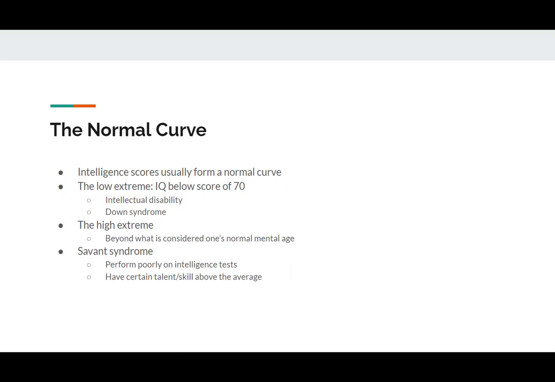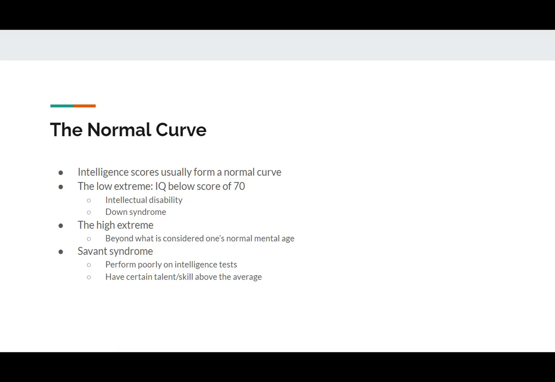People with intellectual disability have a really hard time adapting to the demands of life that require conceptual, social, and practical skills. An example of intellectual disability is Down syndrome, which is an extra copy of chromosome 21. And then we have the high extreme. Those are usually on the higher ends of the normal curve, and they are gifted. Their talents and intellect are beyond what is considered one's normal mental age.